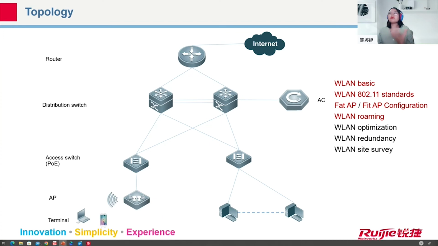About the AP, we can also divide it into FAT AP and FIT AP. The FAT AP can work independently to help us forward the traffic out, but we have to do the configuration one by one. So in a bigger network, we suggest to use the AC and the FIT AP together. And we also discuss the principle and the key configuration of the FIT AP and AC.